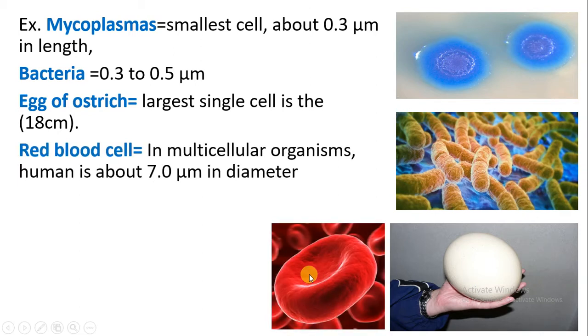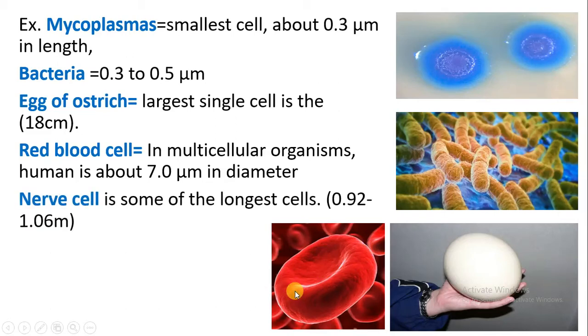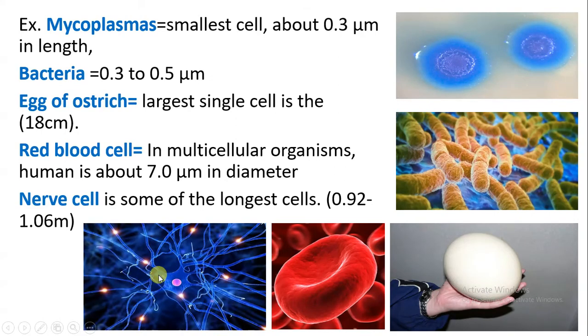Then if we talk about the RBCs, the RBCs' main function is to transport the gases in the blood: transportation of carbon dioxide and transportation of oxygen is done by the RBCs. So it is seen in multicellular organisms. If we talk about the human, the diameter of the RBCs is about 7 micrometer. Then next is about the nerve cells. They are the longest cells, which can be of the length of 1 meter also.